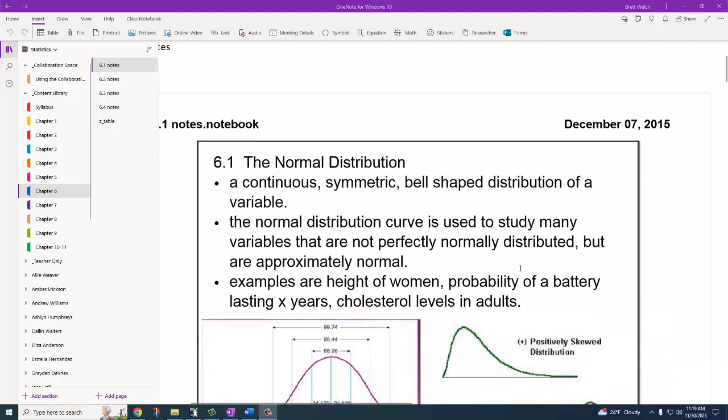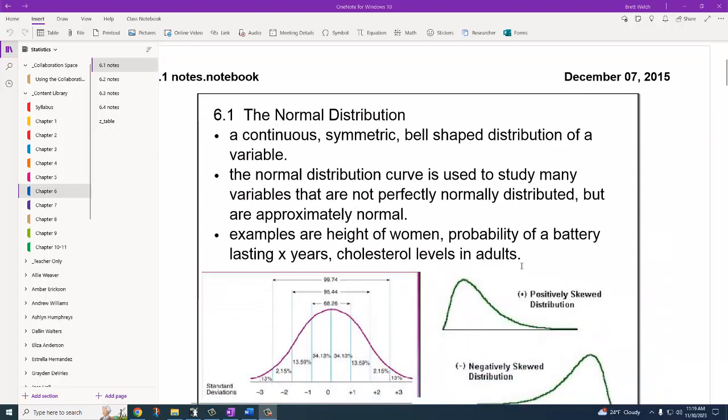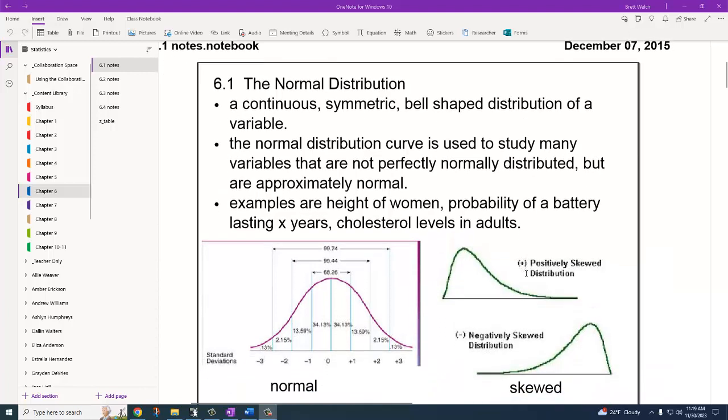Okay, so this is 6.1, where we're going to start talking about the normal distribution and how it can be used to model and work with different data sets. So a normal distribution is continuous, symmetric about the mean, and bell-shaped. The normal distribution curve is used to study a lot of different variables, things that we might measure that are different for different people, like height, how long a battery is going to last, cholesterol. Your IQ can be measured and modeled using a normal distribution.